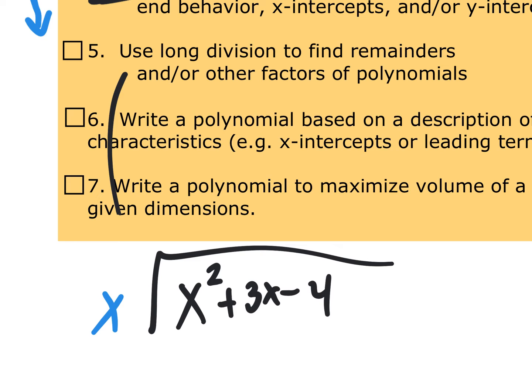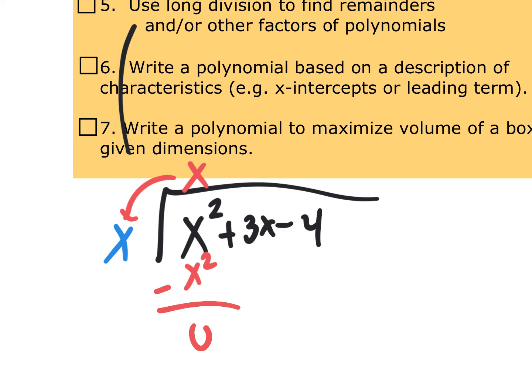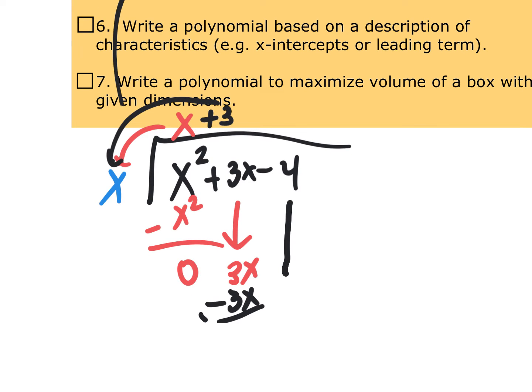So tell me how to start, Oscar. Well, you put an x on top. Agreed. X times x squared is... 0 on the left, bring down a 3x. Then what? Then you can put a 3 on top. And 3 times the x, 3x. Opposite, draw the line. Bring down the negative 4. Now what? Negative 4 is the remainder.